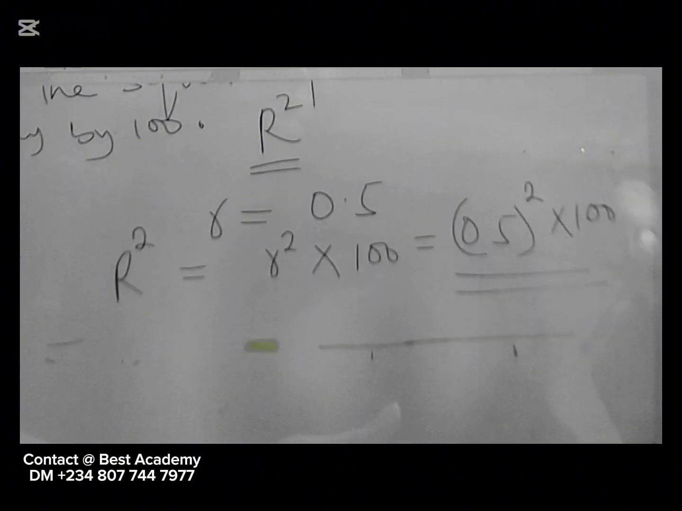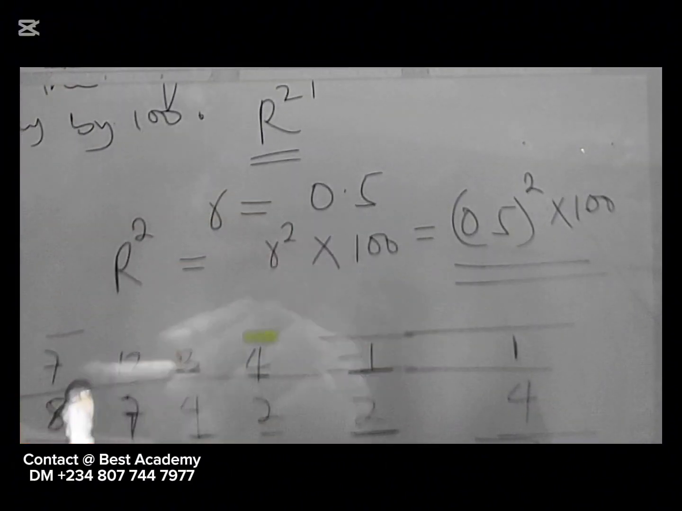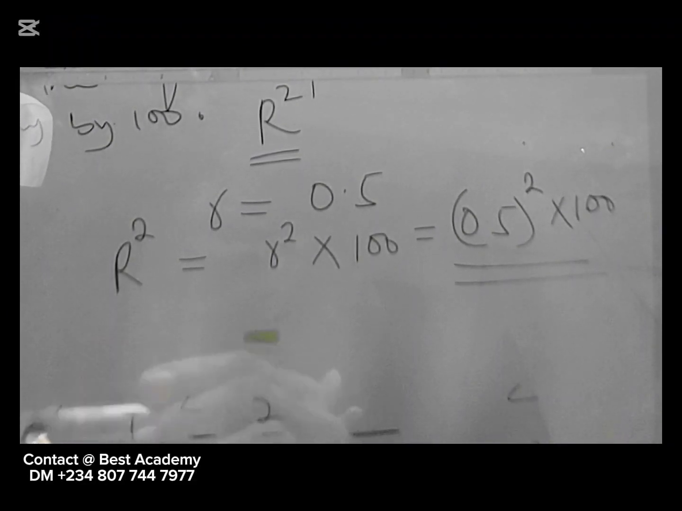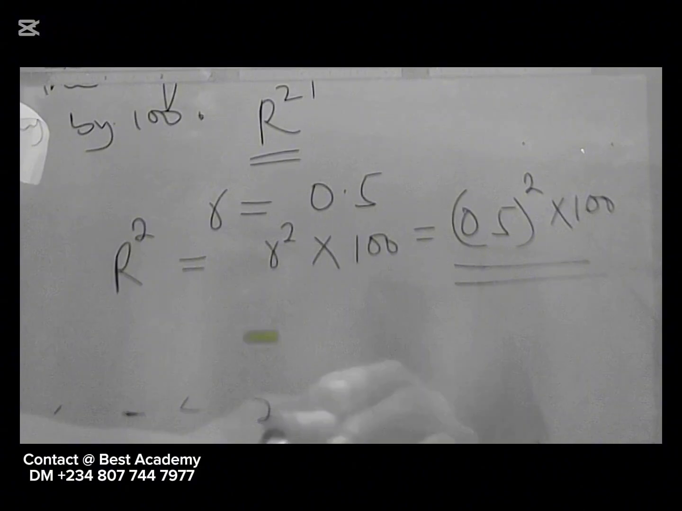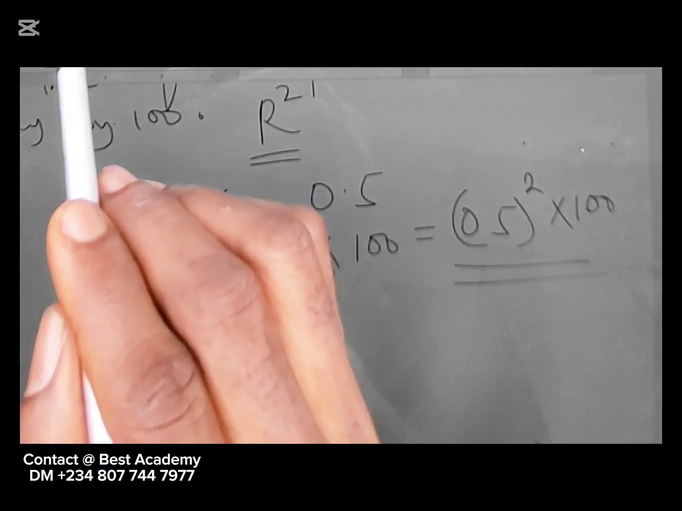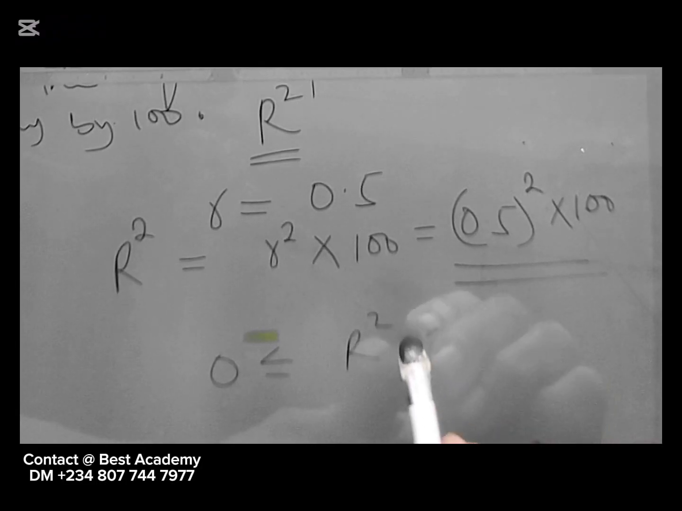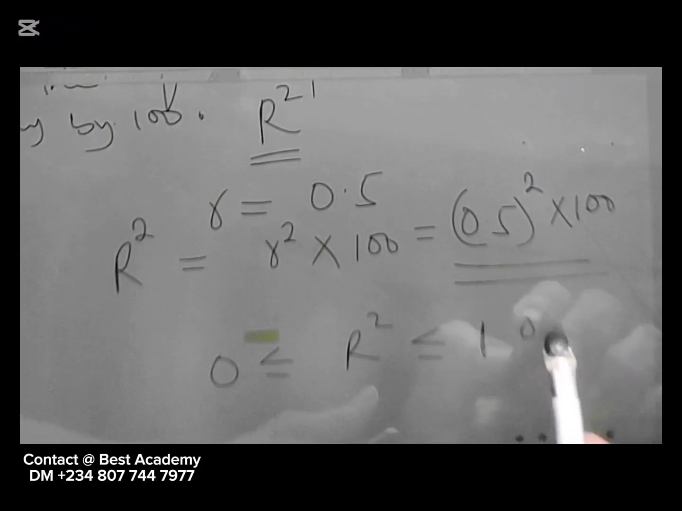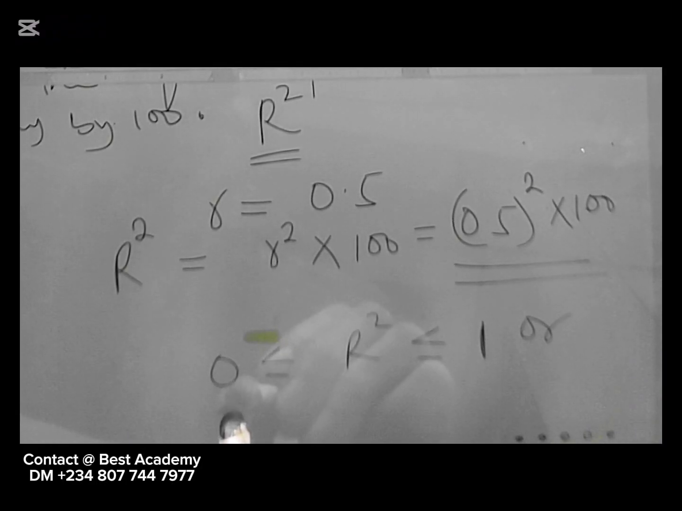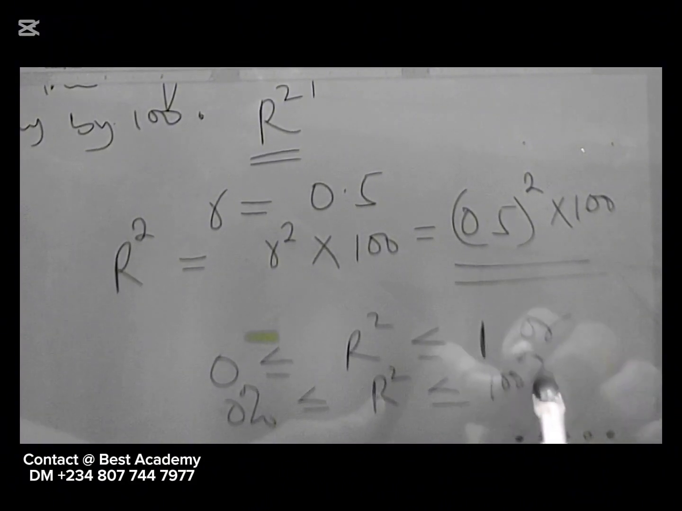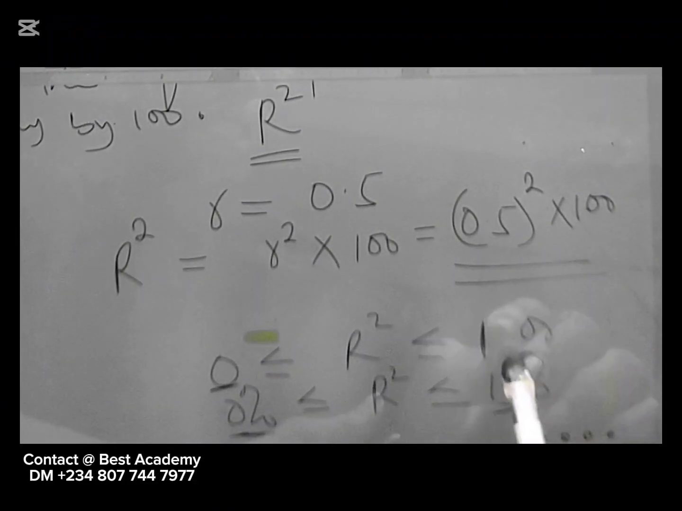And the range, just listen to me carefully, is one of the exam tips you have to know. The range of this is between 0 less than or equal to r squared less than or equal to 1, or in terms of percent, 0% less than or equal to r squared less than or equal to 100%. This and this are the same in number.